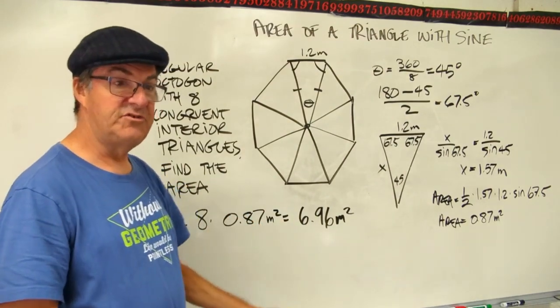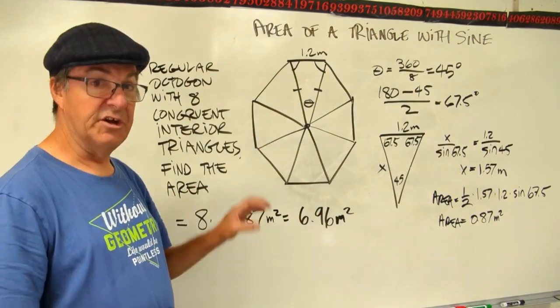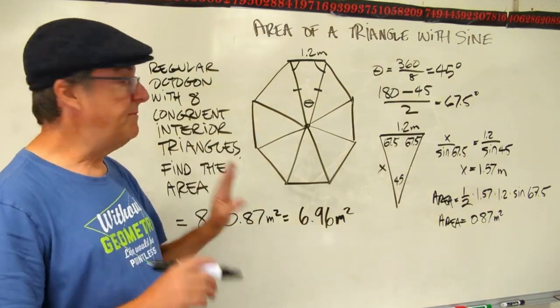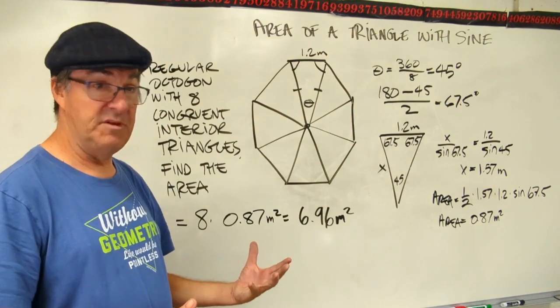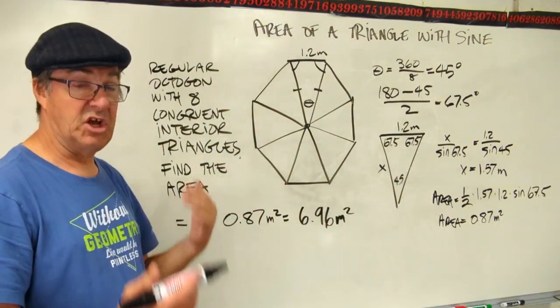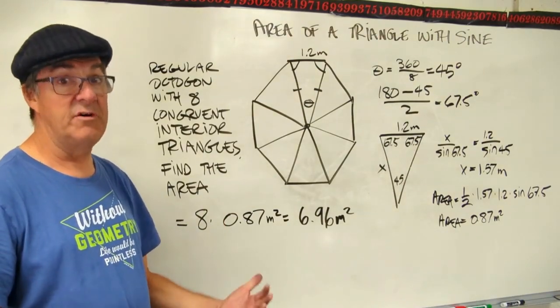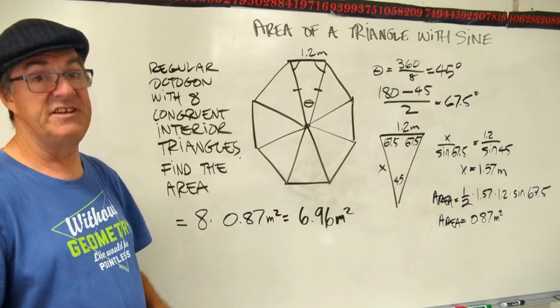There we are. So you're going to see problems like this with regular figures. They're going to give you little bits and pieces of it. Remember, you're going to need to use the area formula. You might need to use the sine rule in the middle of that. You might need to use the cosine rule. You might even need to use some regular old SOHCAHTOA trigonometry to find a side or an angle.